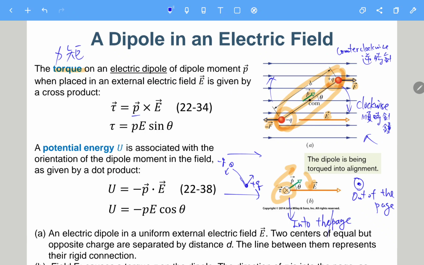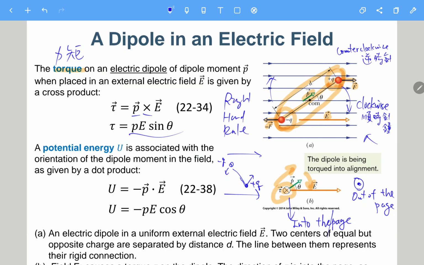Okay, so the torque is pointing into the page, and according to the right hand rule, your thumb points into the page, and it rotates according to the direction of your forefinger, so it is rotating clockwise. Okay, so for the cross product, it is like PE sine theta. For electrostatics, we don't face this cross product so much. For magnetism, in the second half of this semester, we will talk about the cross product more frequently.